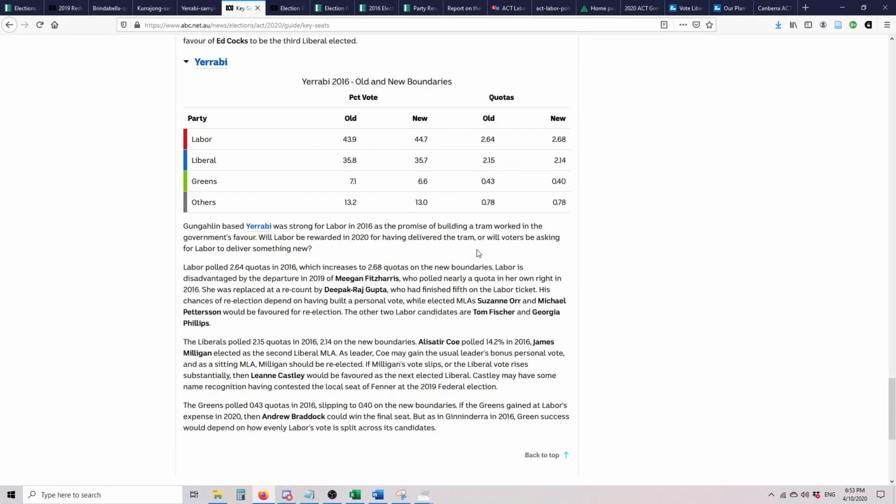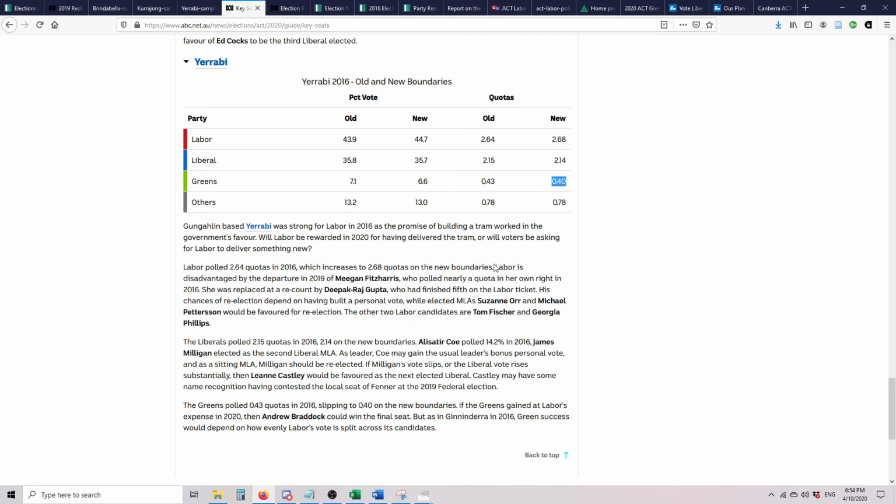Yerrabi is the final electorate. This is Gungahlin. Currently it's 3 Labor, 2 Liberal, and we're almost certainly looking at a contest here between Labor and the Greens for the 5th seat, and that went the way of Labor last time because of the tram. Who knows which way it's going to go this time, but if we had to guess, it's probably slightly more favoured towards Labor.